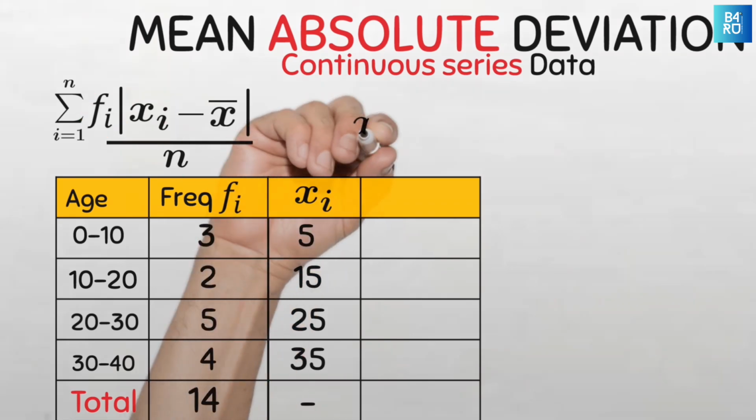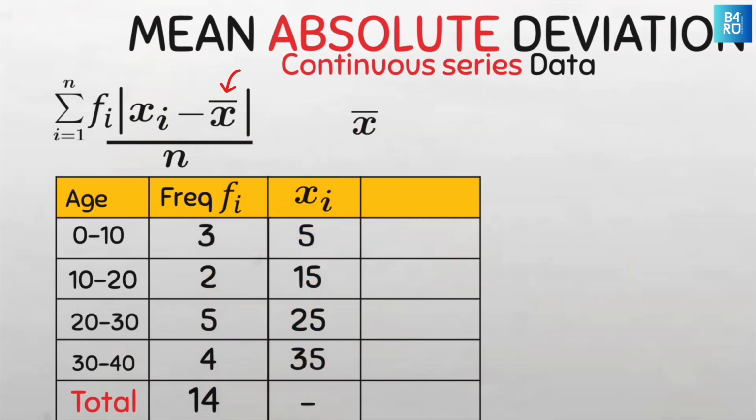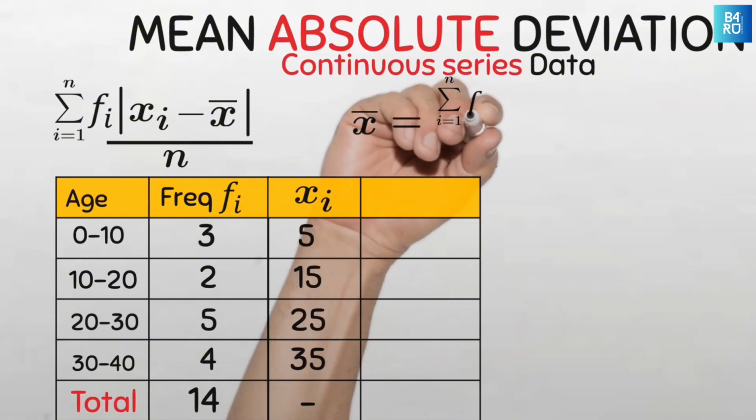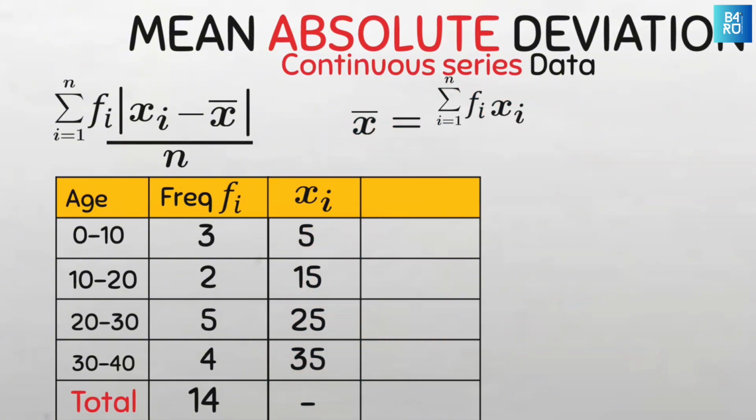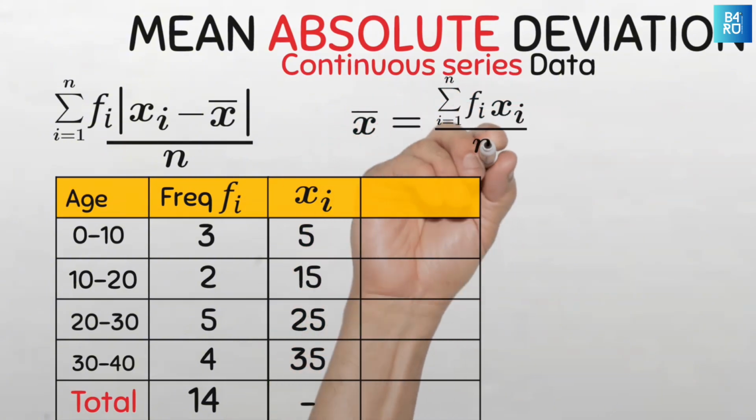What is left to complete this formula is the x bar, which is the mean of the data. Now to find the mean for a continuous series data, it is given by the sum of the product of each of the frequencies and the corresponding class midpoints, all divided by the number of data values, which is n.